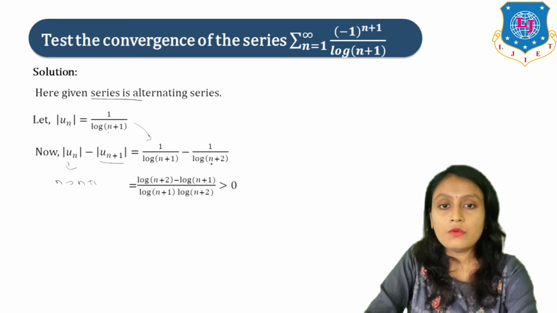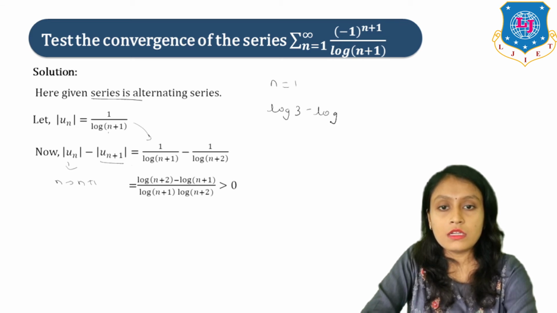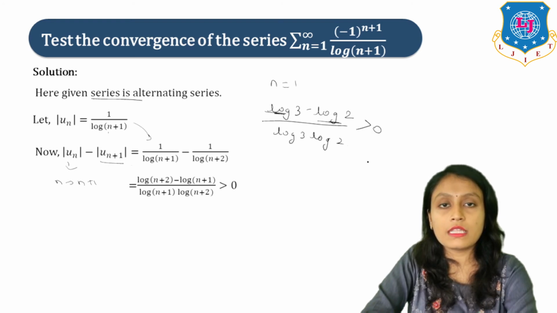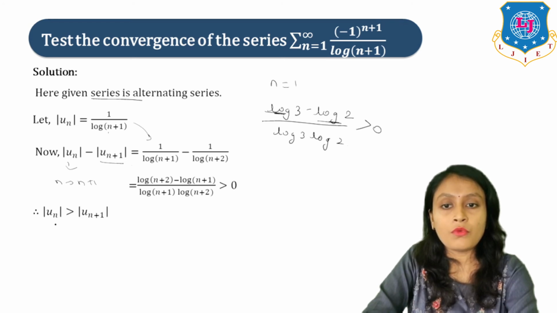Now we will see for n equal to 1. Suppose we have n equal to 1, just substitute here. So you will get log 3 minus log 2, and in the denominator we have log 3 log 2. Now this log 3 minus log 2, if you subtract them, will always be greater than 0, right? So this term is greater than 0. So we can say that mod u_n is greater than u_(n+1). So this is the first condition of the Leibniz test.